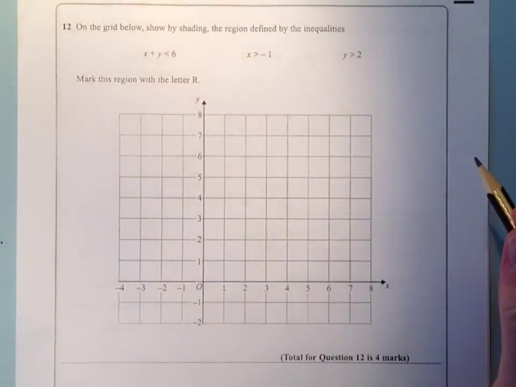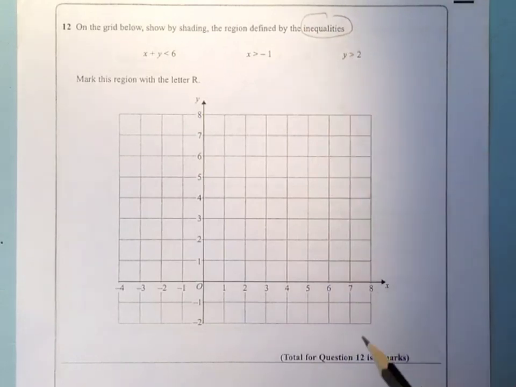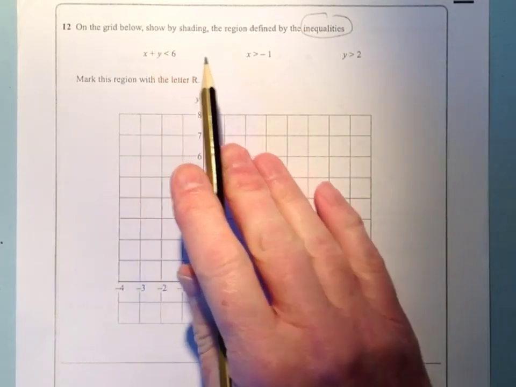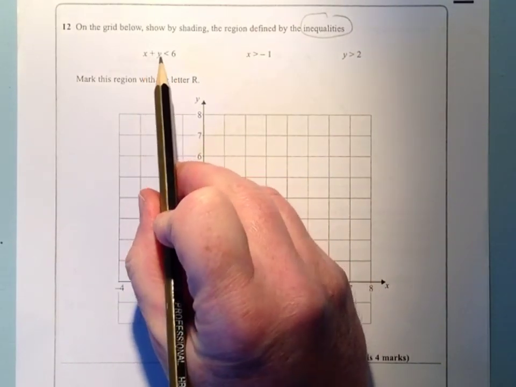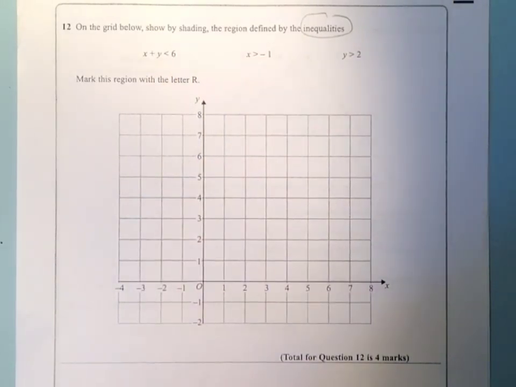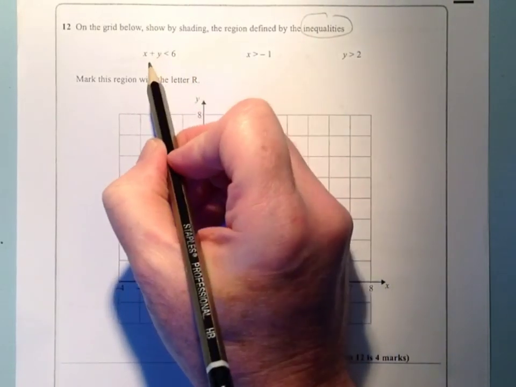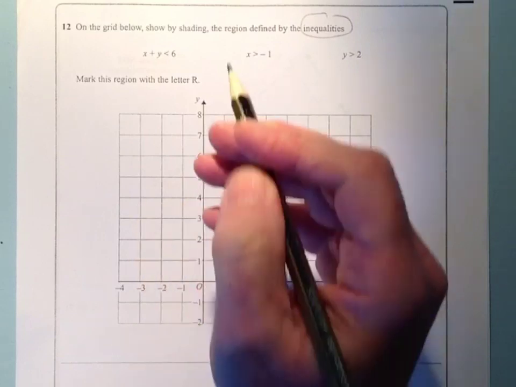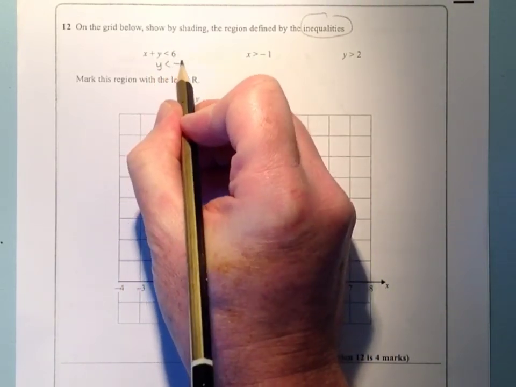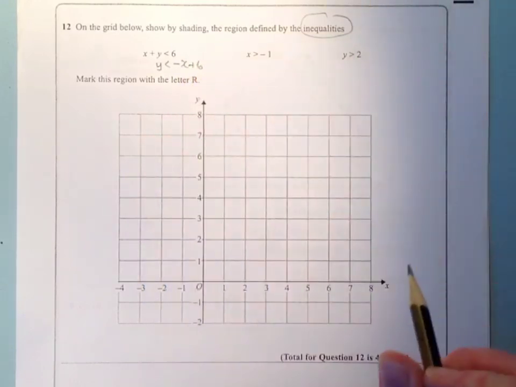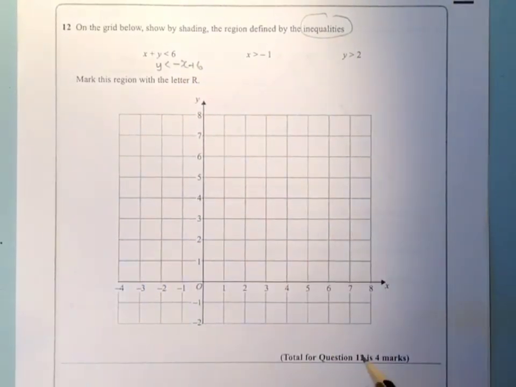Question 12. We've got some inequalities to deal with. So always with inequalities, what we do is we try to rearrange them to make standard lines, and then we work out which side of the line we are. So the line x plus y is less than 6. We're going to rearrange this. I'm going to subtract x from both sides, so I've got y is less than minus x plus 6. And then we're okay with the other two.